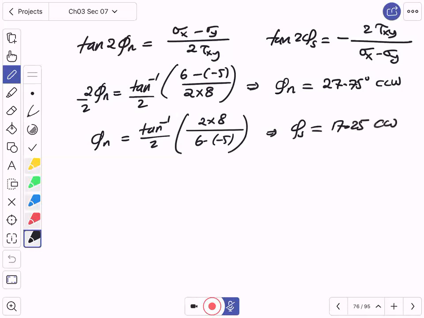17.25 clockwise. Why? It came out negative. Because, I forgot, by the way, to put the negative sign over here. We have a negative sign, so it is clockwise. Now, there is another equation we can use, which is phi s equals 45 degrees minus phi normal. And this is going to give you 45 minus how much was the angle? It was 27, okay?